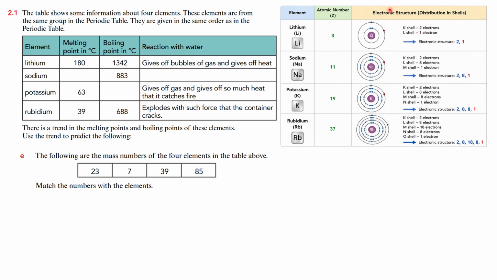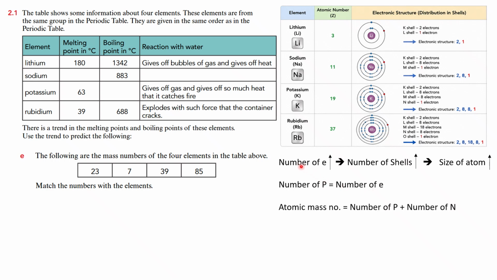is the number of electrons increases, and as the number of electrons increases, their number of shells also increases. So in conclusion, we can say that as the number of electrons increases, the number of shells also increases, and we can clearly see that the size of that atom is increasing. Here there is a second point that you are expected to know. That point is that the number of protons is exactly equivalent to the number of electrons.